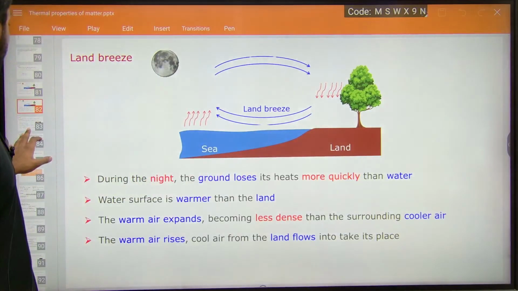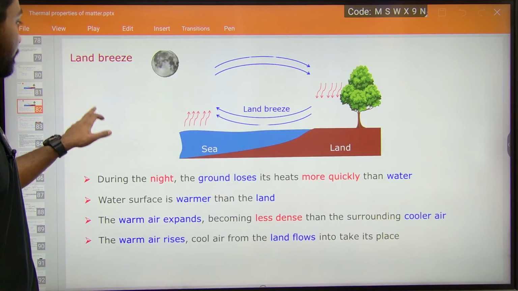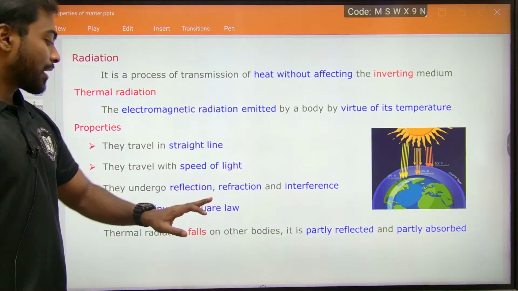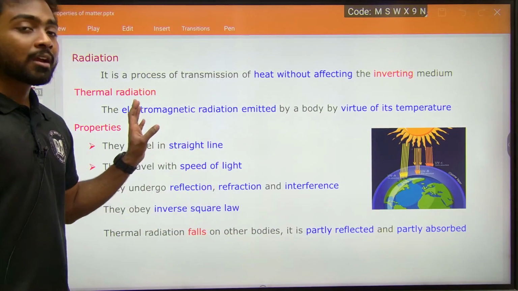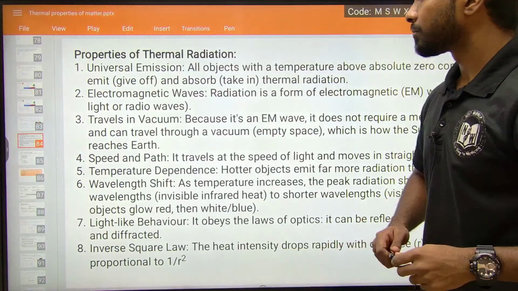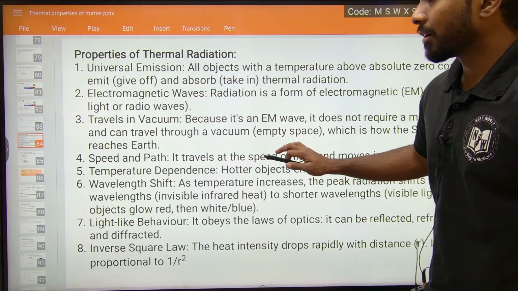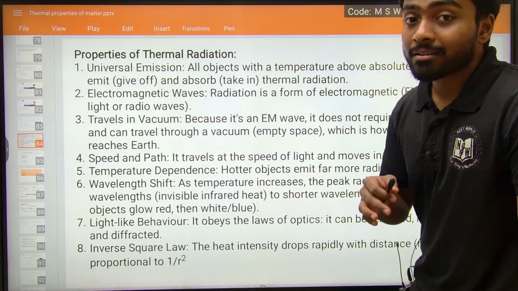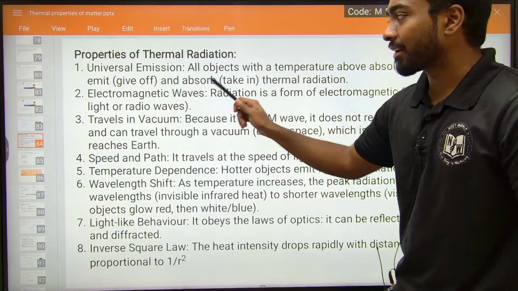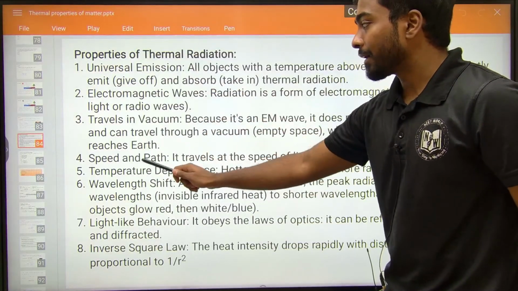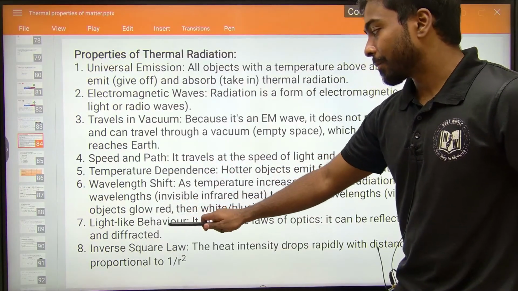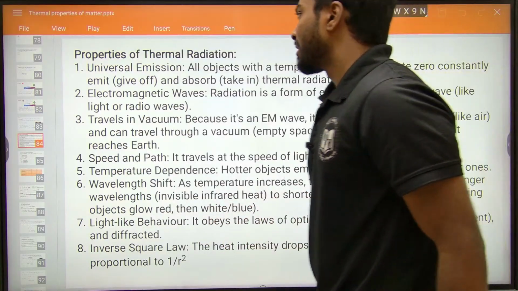This is the main thing: heat travels without affecting the intervening medium, and in a straight line. So: straight line, speed of light, reflection, refraction and interference, and inverse square law. These are the four important points when we talk about the properties. This is important when they ask theoretical questions based on radiation. The points are: universal emission, electromagnetic wave, travels in vacuum, speed and path, temperature dependence, wavelength shift, light-like behavior, and inverse square law.